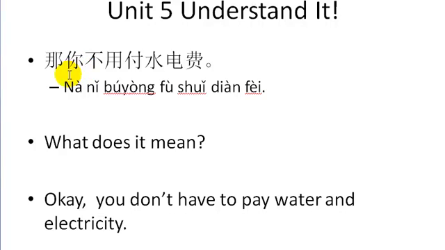Okay, remember, 那 kind of means then. All right then, right? So it's carrying from the previous portion of the conversation. 那你, all right then, you, right? 你不用付水电费. You don't have to pay water and electricity. Okay, so there's a little negotiation going on there.